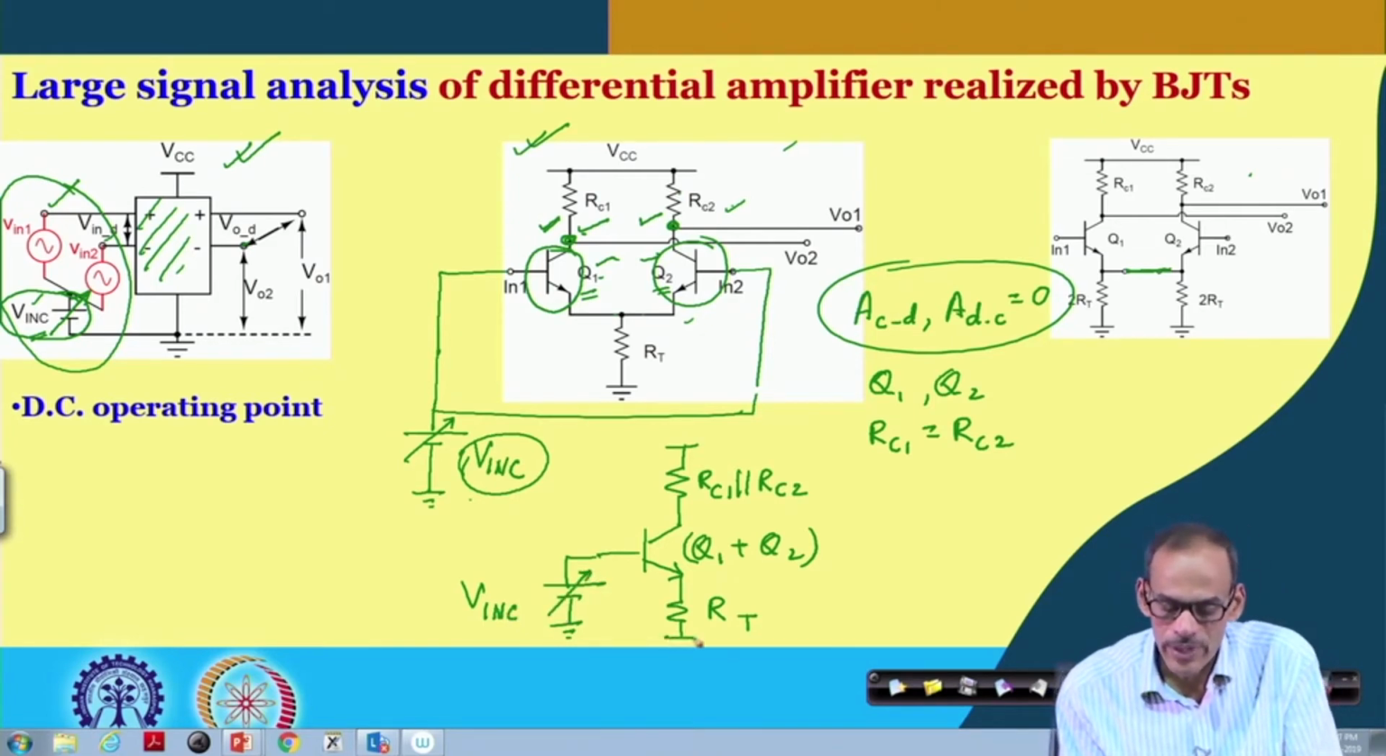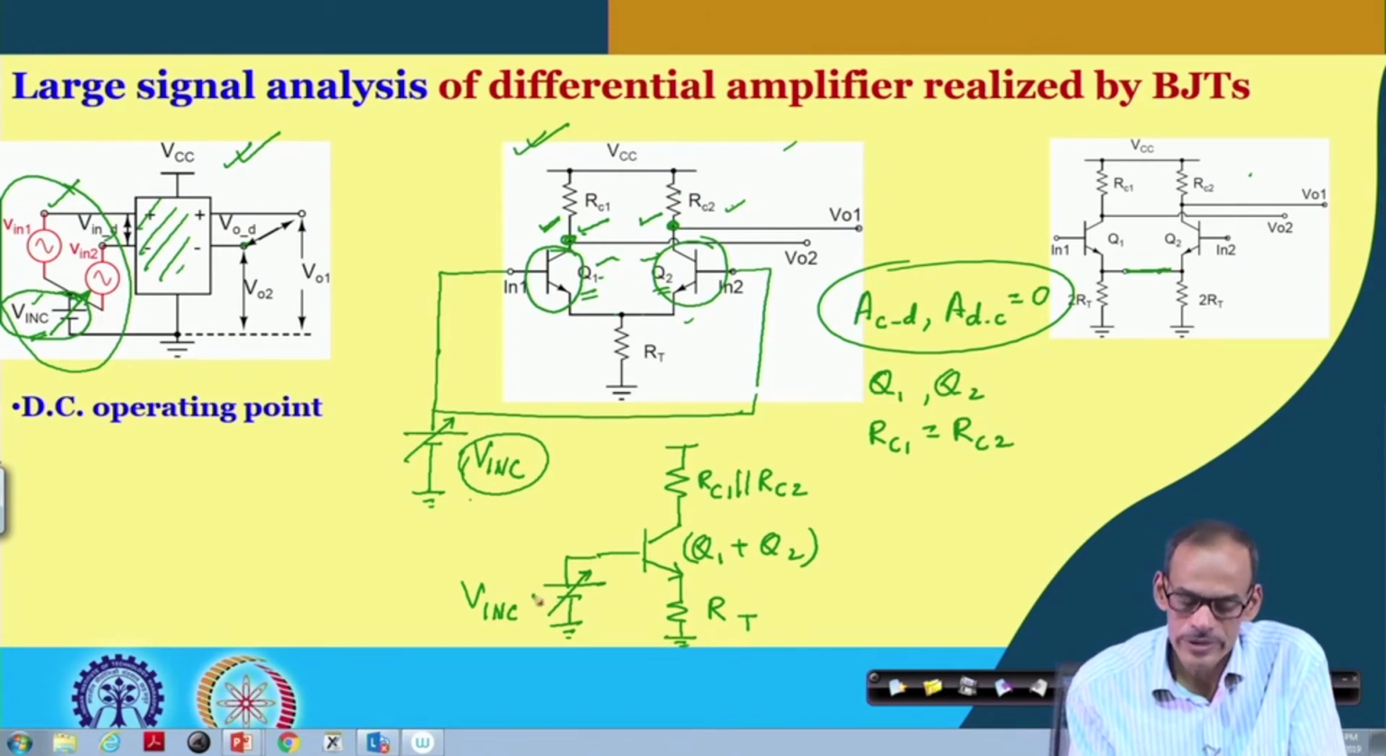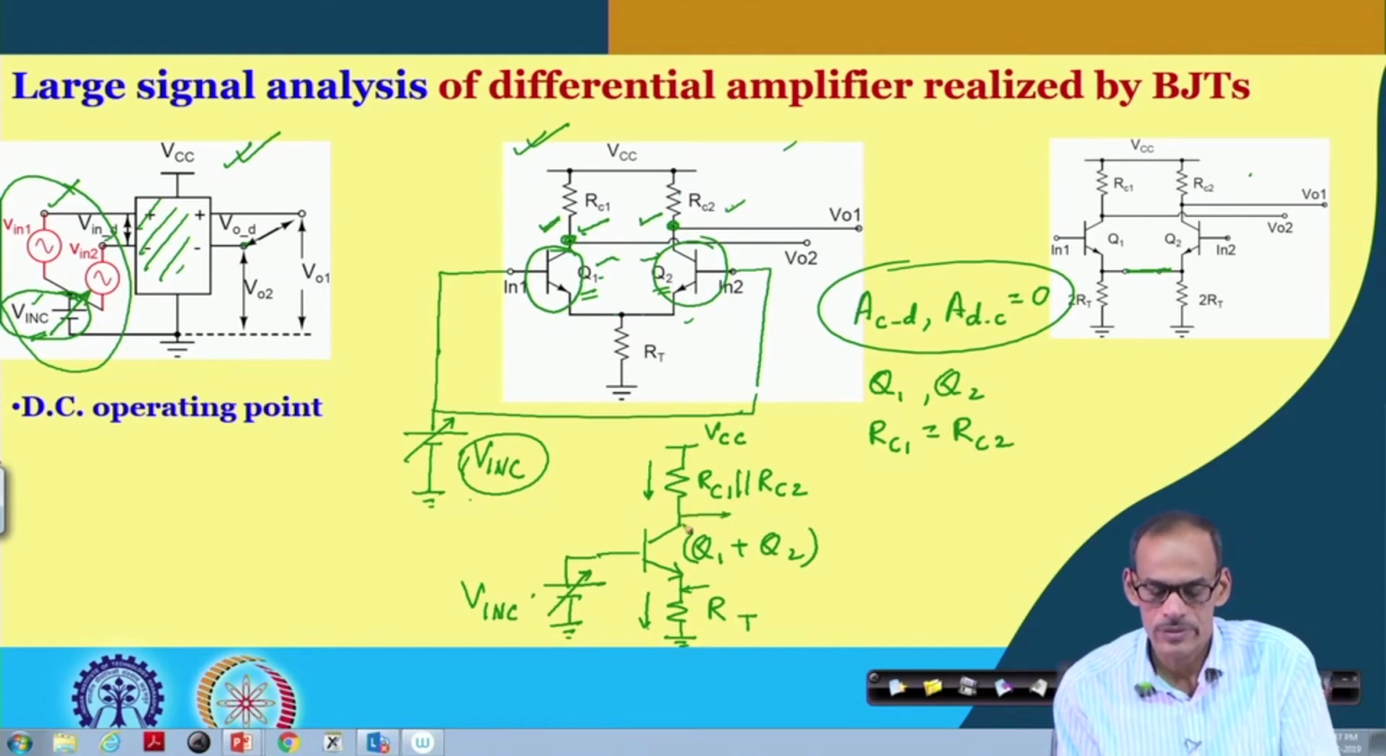Now, if you analyze this circuit, of course, depending on this voltage, we will be getting a voltage here, and then that will define this current, and that current is flowing here. So, we do have a DC supply voltage VCC. So, we can make a drop of this voltage, and that gives us the corresponding collector voltage.